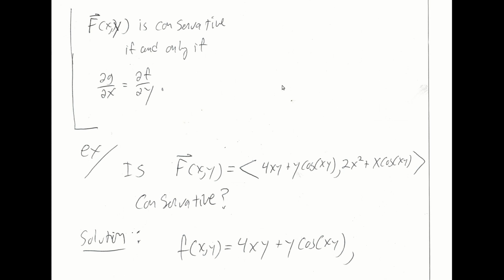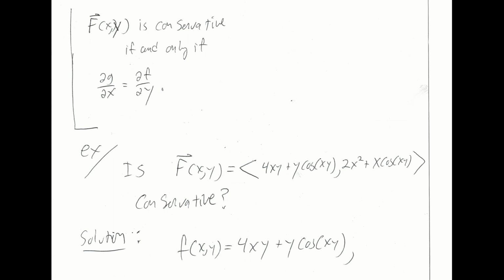Then your vector field is conservative if and only if these two partials are equal. So I'm taking here the partial of g with respect to x, and I require that to be equal to the partial of f with respect to y if I am to be able to conclude that this is a conservative vector field. So it's relatively simple to check whether or not a vector field is conservative.